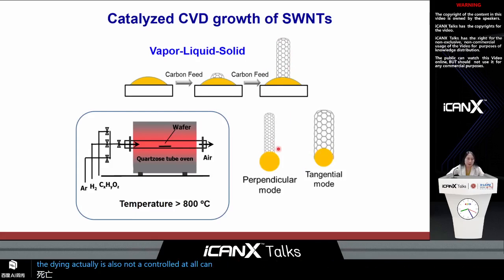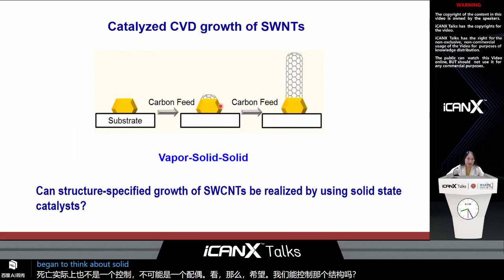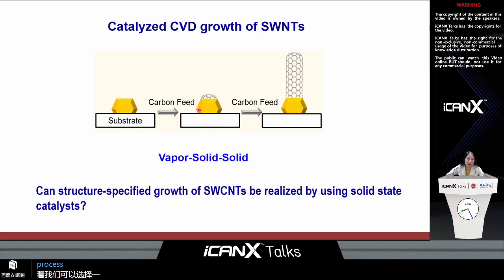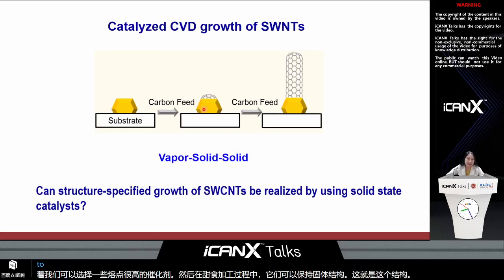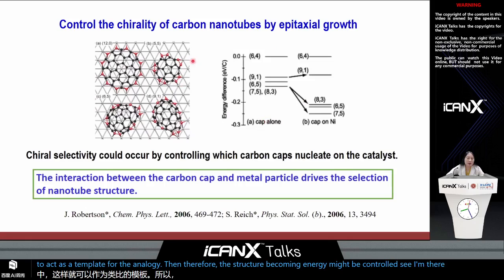Then how can we control the structure? So people began to think about solid state catalysts. That means we can choose some catalyst with a very high melting point, so that during the CVD process they can maintain their solid crystallized structure. Because they maintain their structure, they might be able to act as a template for the nanotube. Therefore, the structure of the carbon nanotube might be controlled. Quite a lot of people tried this, both theoretically and experimentally.